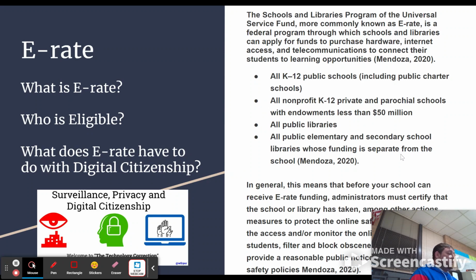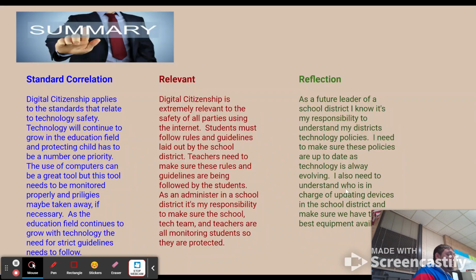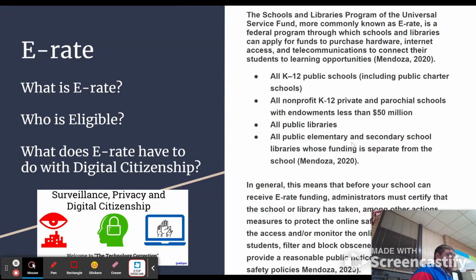In general, this means that before your school can receive E-rate funding, administrators must clarify the school or library has taken, among other actions, measures to protect online safety and the access and the monitor of online stuff with students, filters, blocks, obscenes. Sorry, my screen is cutting off right there. I need to go back. And safety policies. Again, that's Mendoza 2020.